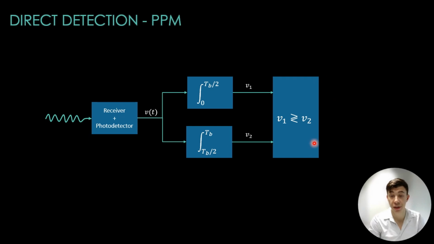The receiver compares the integrated voltages V1 and V2. If V1 is greater than or equal to V2, the decoded bit is 1. If V1 is less than V2, the decoded bit is 0. So the output of this comparison is the decoded bit, revealing the original information encoded in the pulse position.